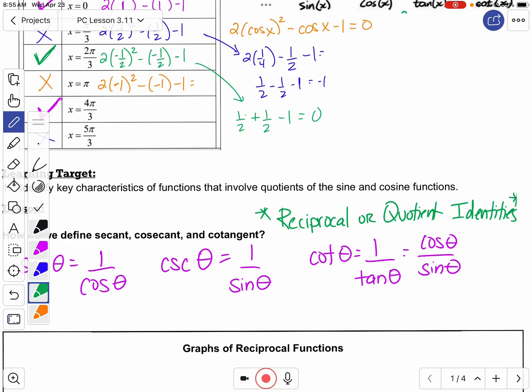So the first thing we have to do is be able to graph these functions, okay? Secant, cosecant, and cotangent. And they look different, all right? They look really different from all the other ones, minus cotangent. Cotangent looks pretty similar to some things we've seen before, okay? But I'm going to show you what I learned to do years ago that's helped me.